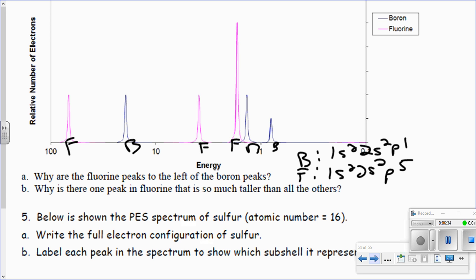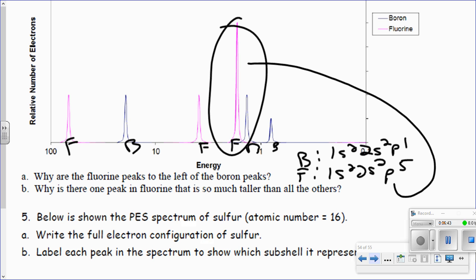Why is there one peak in fluorine that is so much taller than the others? This ends in 2p5, which is this one right here. I'm sorry, I said s2p5. Excuse me, it's 2p5. Let me clarify, it's 2p5. That's the 2p5 peak.